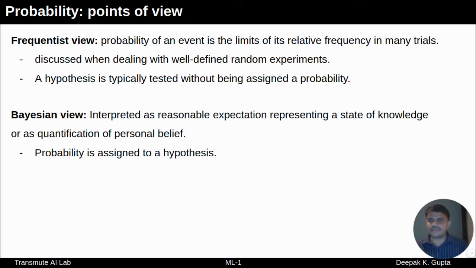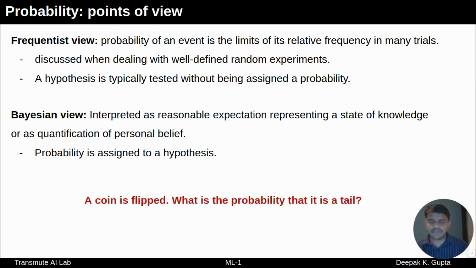So I guess now we see the two views here, the frequentist view and the Bayesian view. The biggest difference between them is that the frequentist will look at the results of the experiment, but the Bayesian will not. And let's try to understand this with a simple example. I have a coin. I flip the coin and I hide the result here.